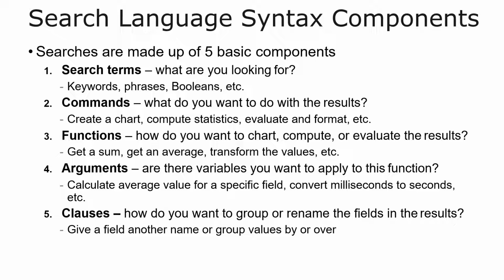Commands are what you want to do with the results after the pipe. Create a chart, compute statistics, evaluate and format, and all that. A function means how you want to compute or display the results, such as getting a sum or average or transforming the values. An argument is very simple: it is an argument to the function, the variable you want to apply to this function. Then a clause is how you want to group or rename the fields in the results, giving a field another name or grouping values by.